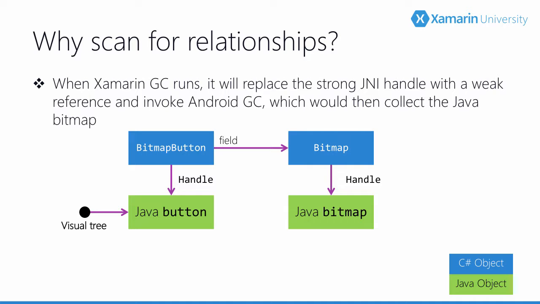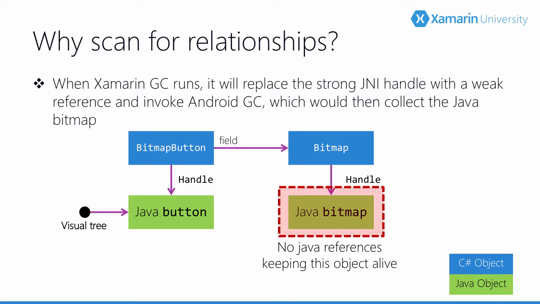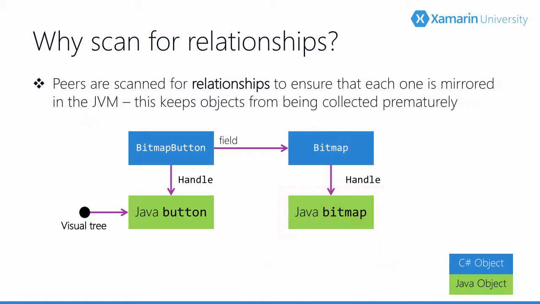Now, Android's going to look at that bitmap button and say, nope, I can still reach that because it's in the visual tree. So the handle's still alive. Therefore, we're going to keep the Java button around. However, it's going to look at the Java bitmap and recognize there are no live references to this bitmap. Remember, we replaced the bitmap's handle with a weak handle. Therefore, our managed representation will not keep that bitmap alive, and Java will collect that bitmap. Now, the question is if Java collects that bitmap because we don't have any references, then what happens to our application, right? That potentially could be really, really bad.